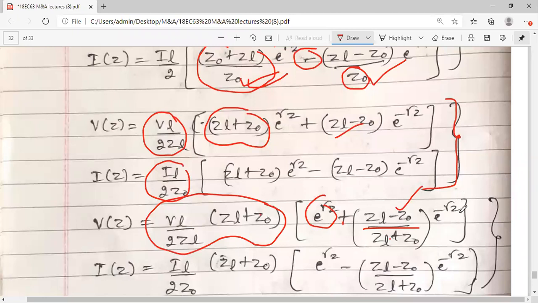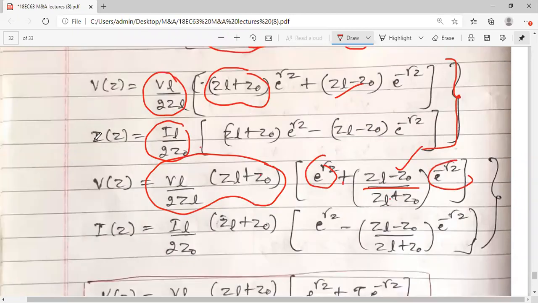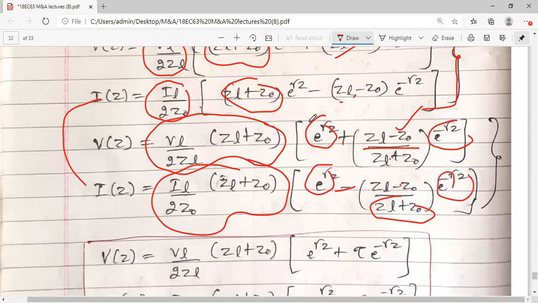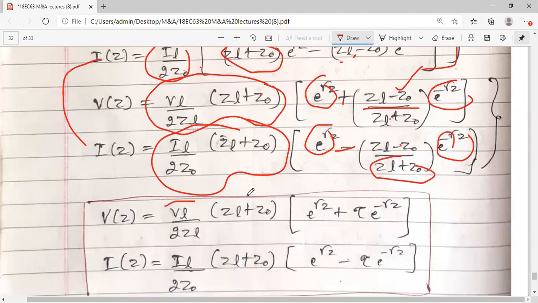And the exponential term. Similarly, in the second equation also, take ZL plus Z naught common. You will get this outside. Exponential term minus ZL minus Z naught in the numerator, keep it like this, and in the denominator you have to divide by ZL plus Z naught, because you don't have a ZL plus Z naught term, exponential term as it is. Further, what I can write here, the terms written outside, keep as they are, both. Exponential term is also the same.